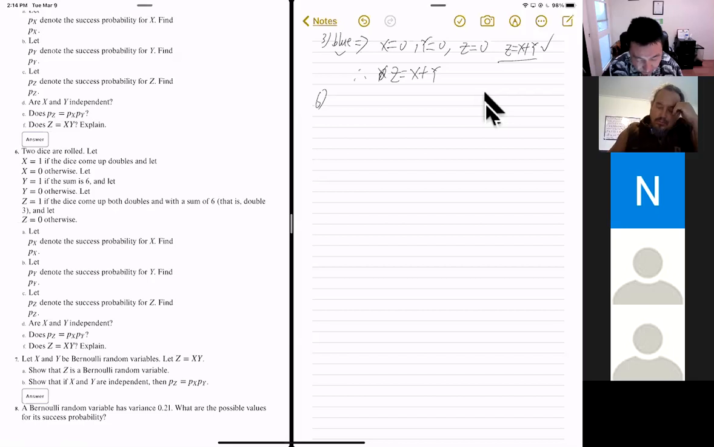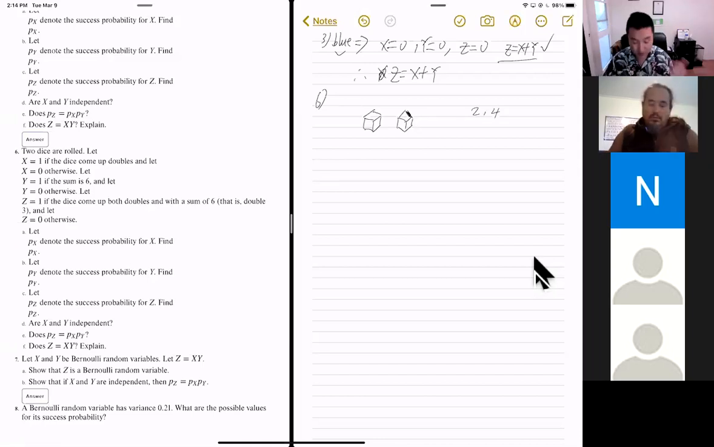And Y equals 1 if the sum is 6. So for example, the first die is 2, the second is 4. So 2 plus 4 is 6. So the sum is 6, so Y equals 1. And otherwise, Y equals 0.